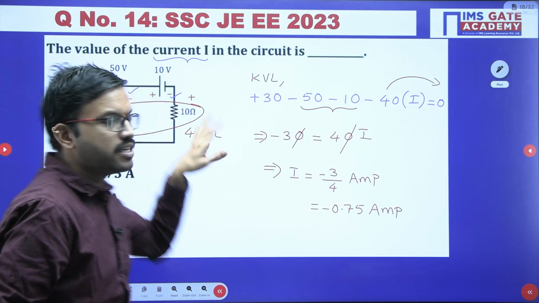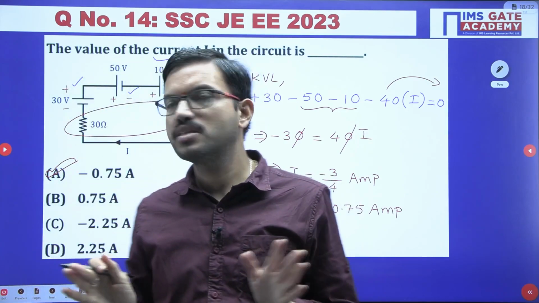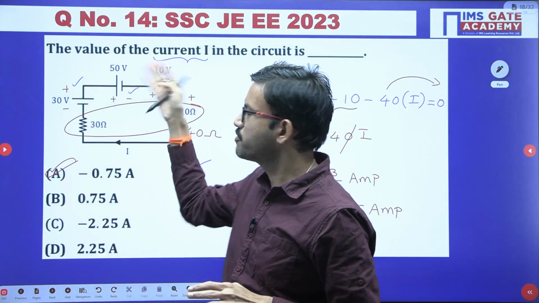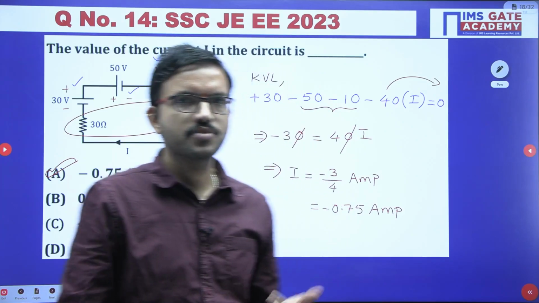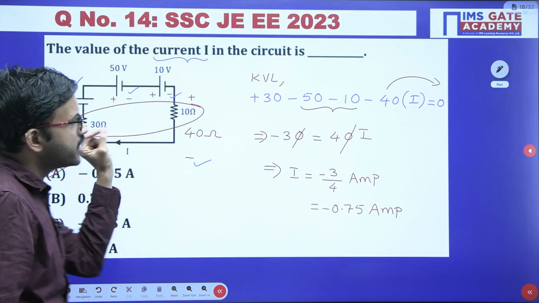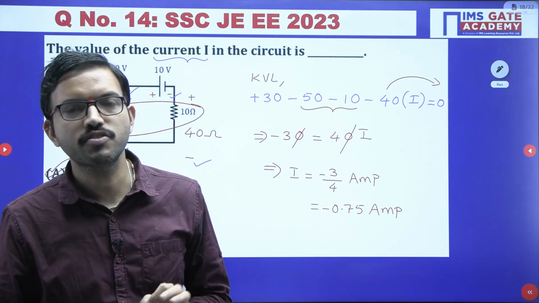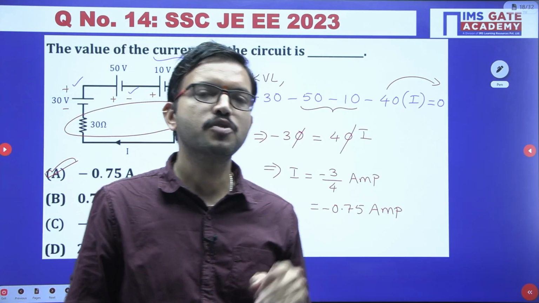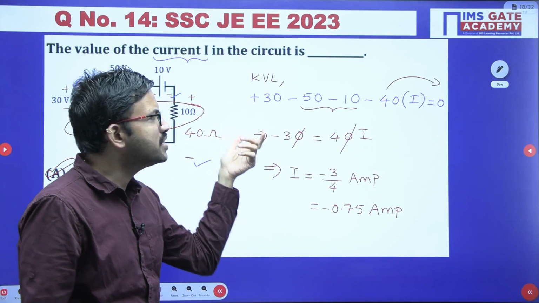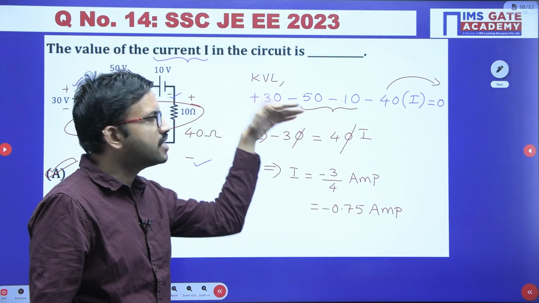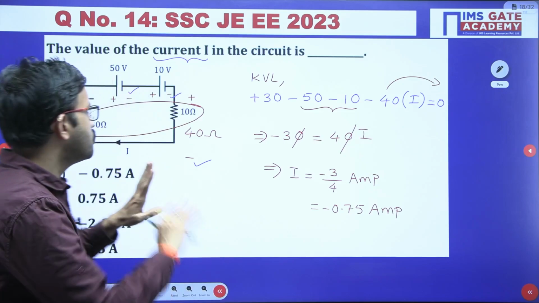In this way, whenever you are having a closed path in the given circuit, with the help of KVL you can calculate. But you have to take care about the signs carefully. Generally, most of you have awareness with respect to KVL, but most of the students might be making silly mistakes while applying KVL. So no issue at all.